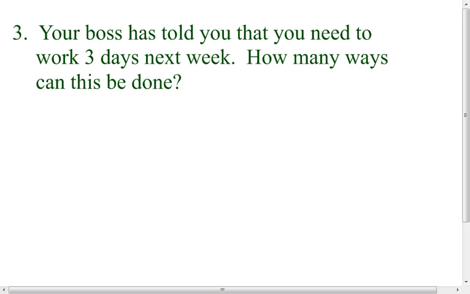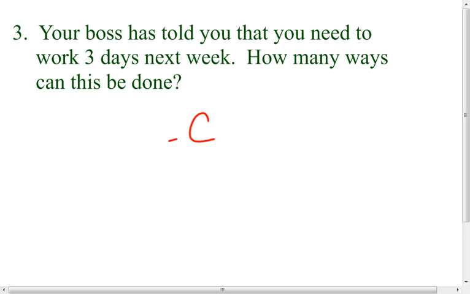All right, the next one. Your boss has told you that you have to work 3 days next week. How many ways can this be done? Your boss didn't tell you to make a first choice, second choice, third choice. Your boss just said pick 3 days. You're going to work all 3 days. Hours are the same, no different job any of those 3 days. So this is a combination.